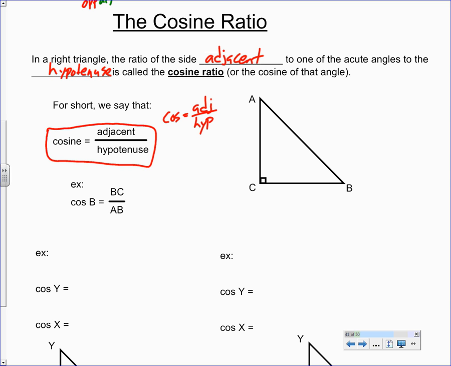So in our example, again, we're looking at angle B. So we label our sides. AC is the opposite, BC is the adjacent, and AB is the hypotenuse. The cosine for angle B would be BC, the adjacent side, over AB, the hypotenuse.